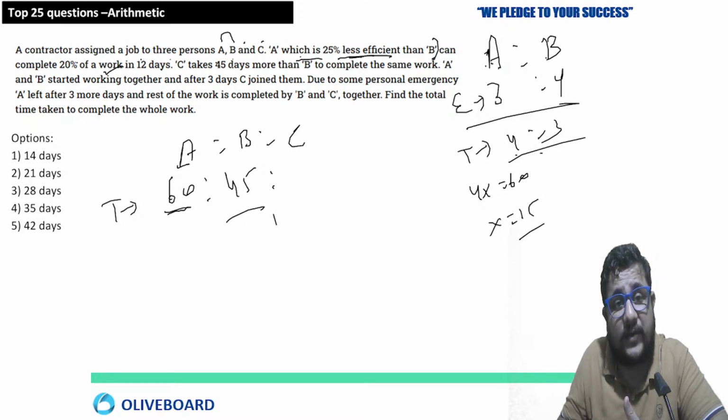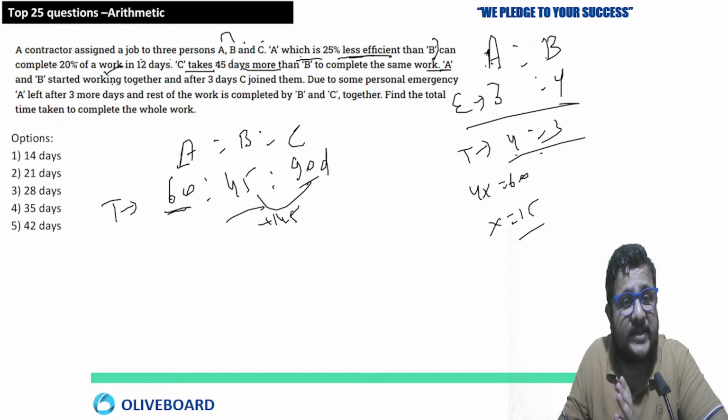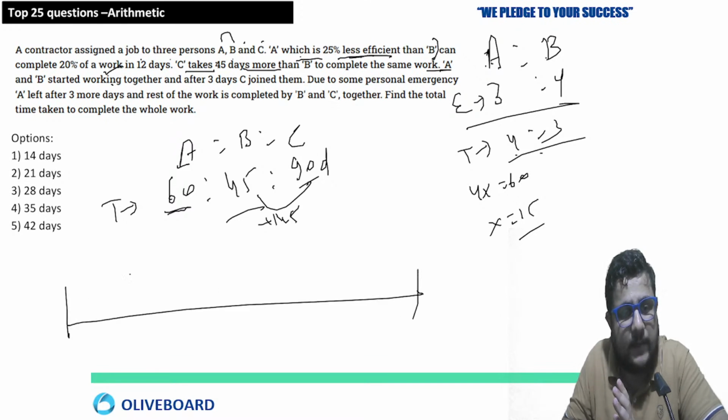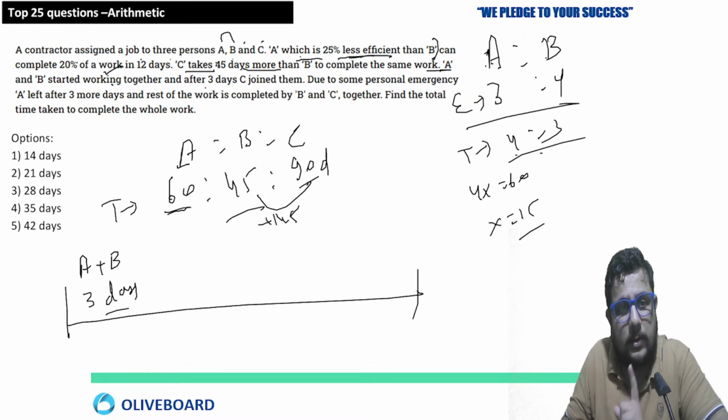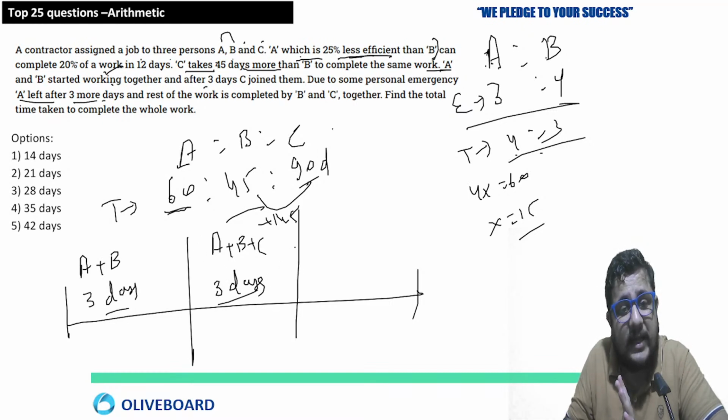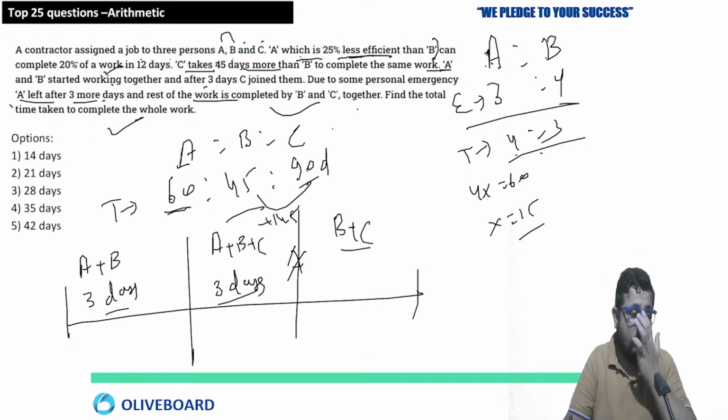After this, C takes 45 days more than B. So C is taking 45 days more than B, means 90 days, to complete the same work. A and B started working together, and for 3 days they have worked. After 3 days C joined them, so A plus B plus C. After 3 more days, due to some personal emergency, A left. So ABC together work for 3 days. After that, A will leave the work, and B and C will complete the rest of the work. Find the total time taken to complete the whole task.